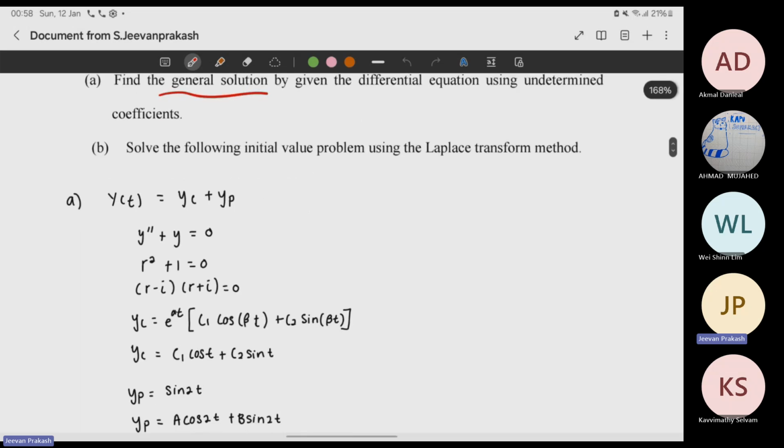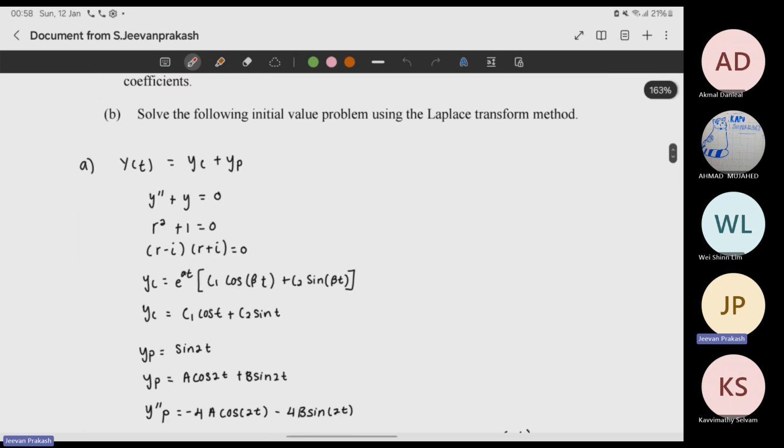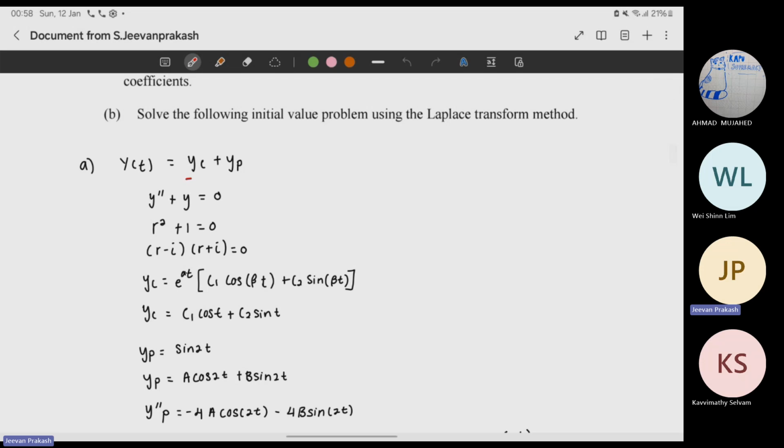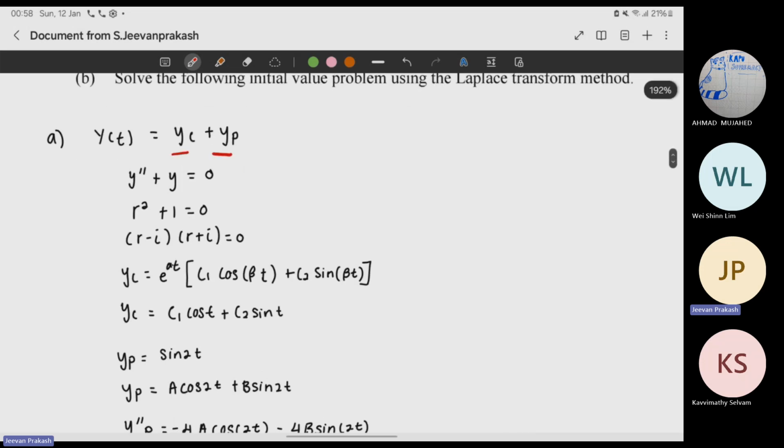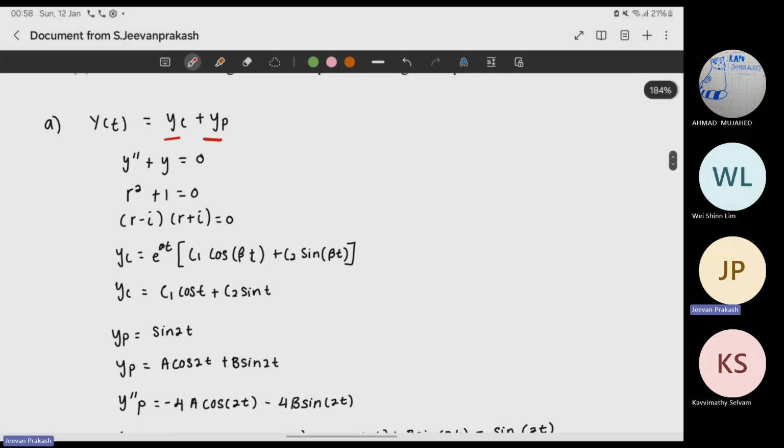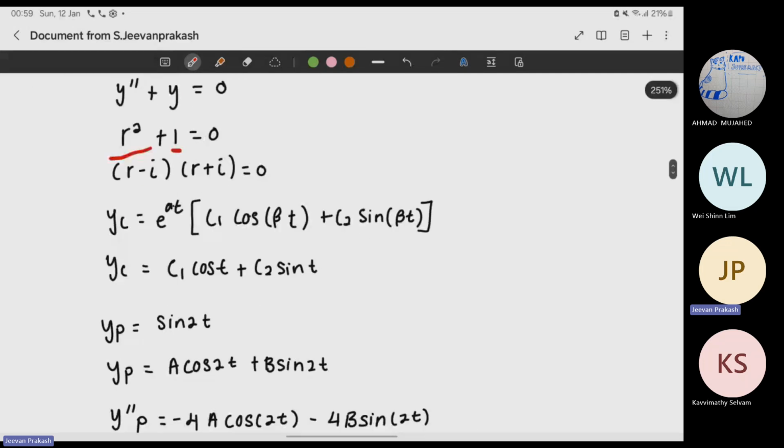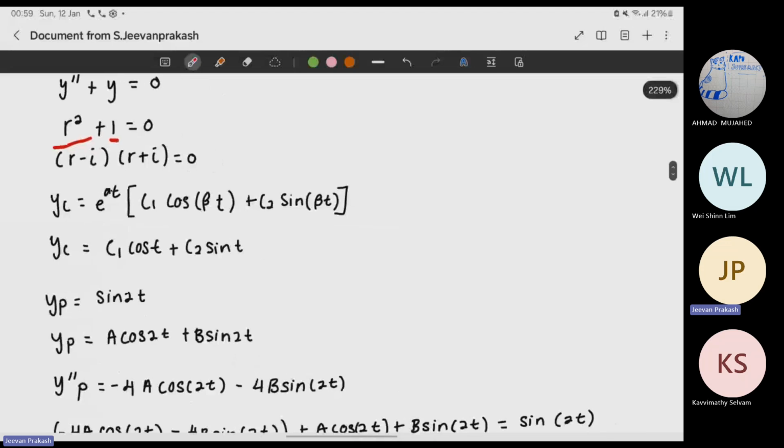So for this, the formula to find y will be yc plus yp, whereby y double prime plus y will be equal to 0. Then when we change to r form, it will become r squared plus 1 equals to 0. Then (r minus i)(r plus i) equals to 0. Then for yc, the formula will be e to the power of alpha t, times c1 cos beta t plus c2 sin beta t.